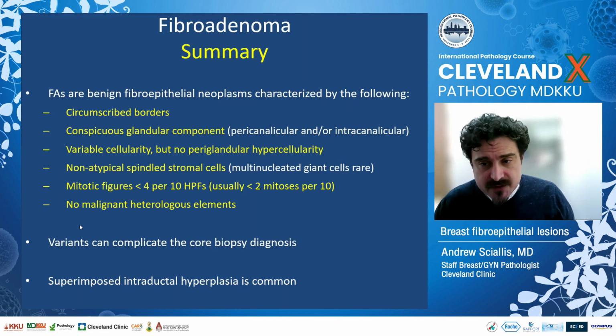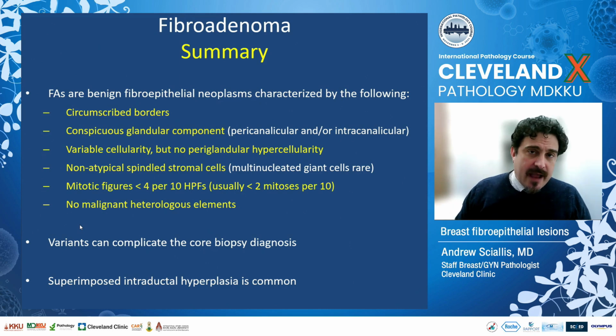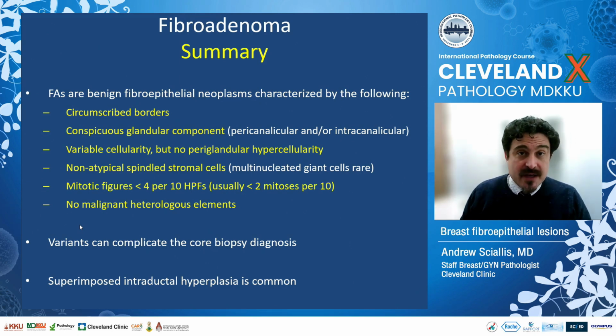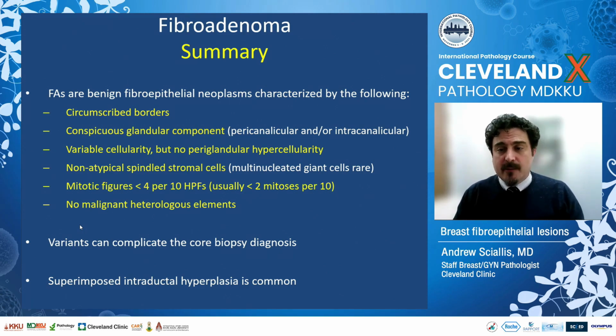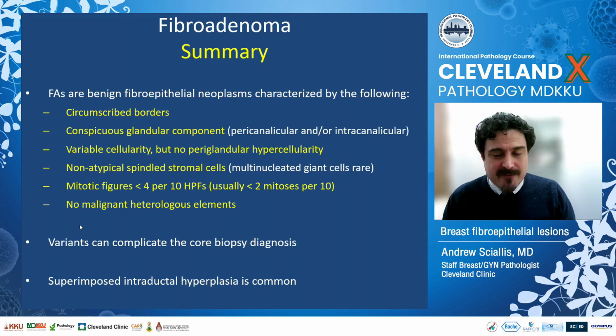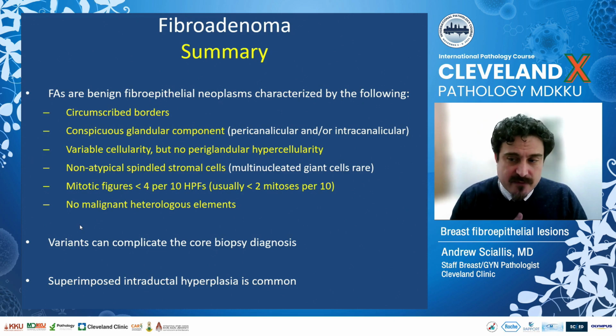Most of the cells should be non-atypical, with normal chromatin. Multinucleated giant cells can happen, but they're particularly rare, and we shouldn't be seeing a lot of mitotic figures. In a lot of cases, we don't even count because we're so used to these kinds of elements in daily practice. But if we forced ourselves to count for a change, for me, they tend to be less than 4, oftentimes less than 2 per 10 high-powered fields. And then we shouldn't be seeing any malignant heterologous elements.